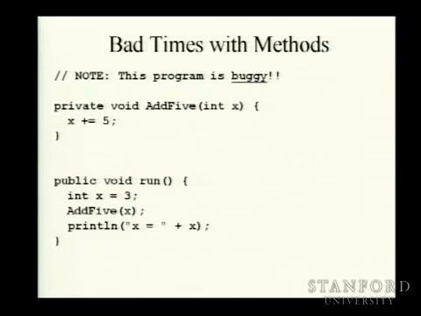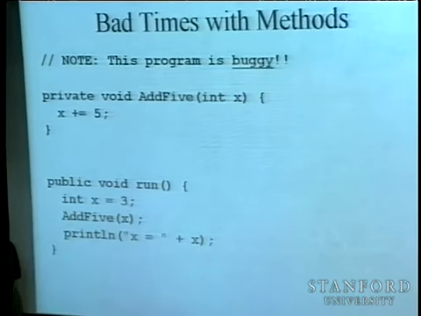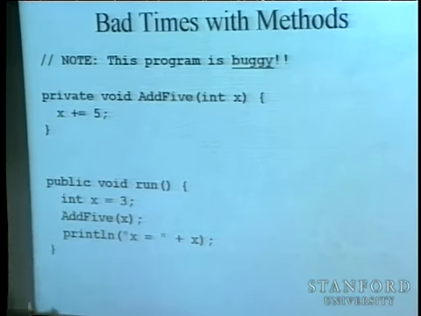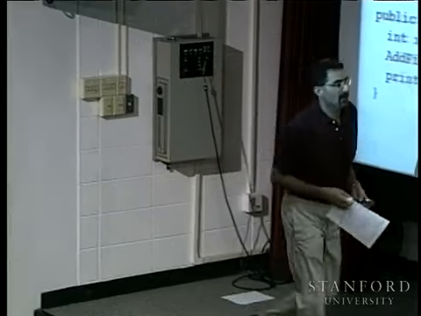Here we have run, and inside run we have some integer x, which has the value 3. And we say, hey, I want to add 5 to x. So why don't I pass x over to add 5? Add 5 will add 5 to x, and then I should be able to write out x equals 8, right? No, right? Because if that was right, this wouldn't be buggy. What's going on where this happens?